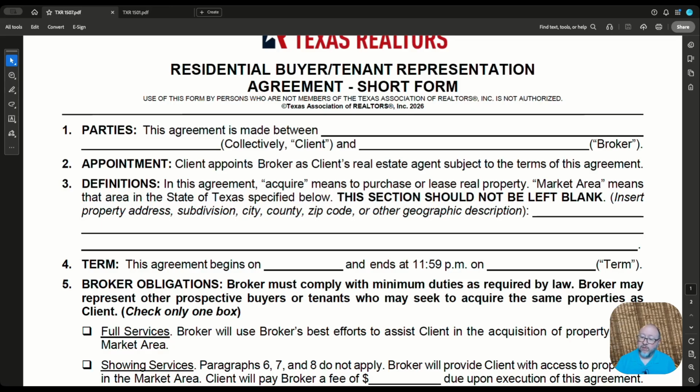A property address. If they just want to talk about one house, great. Put that house in. A subdivision, a city, a county, a zip code, some geographic description, right? Could be the DFW metro area, but I personally don't think that's specific enough. I would put in counties. That's, at a minimum, right? Or cities. Yeah, just depends on what you need to work out with your customer, right?